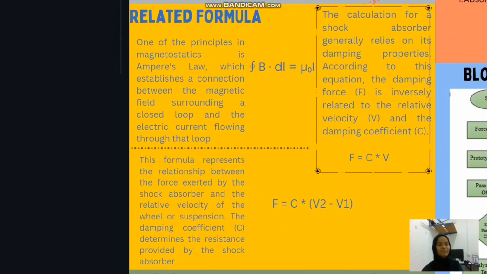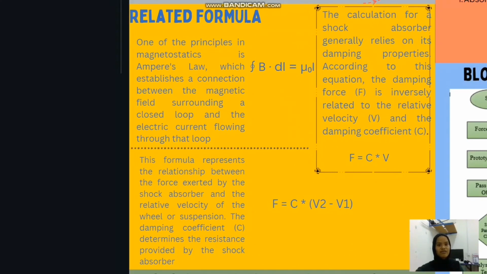So today I will explain our related formula to the shock absorber. Let's start with the very first formula, which is one of the principle in magnetostatic, Ampere's law, which establishes a connection between the magnetic field surrounding a closed loop and the electric current flowing through that loop. Ampere's law states that the integral of the magnetic field B along a closed loop is proportional to the permeability of free space, multiplied by the total electric current passing through any surface enclosed by that loop.